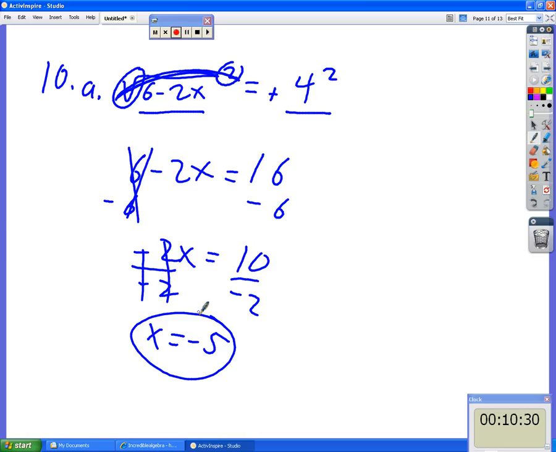Square both sides. When you square the square root sign, the square and the square root cancel, leaving whatever is left inside of the radical sign. 6 minus 2x in this. That's how you solve a problem.